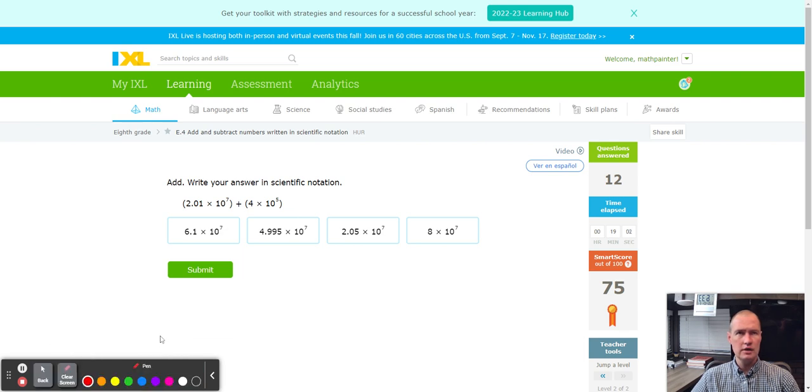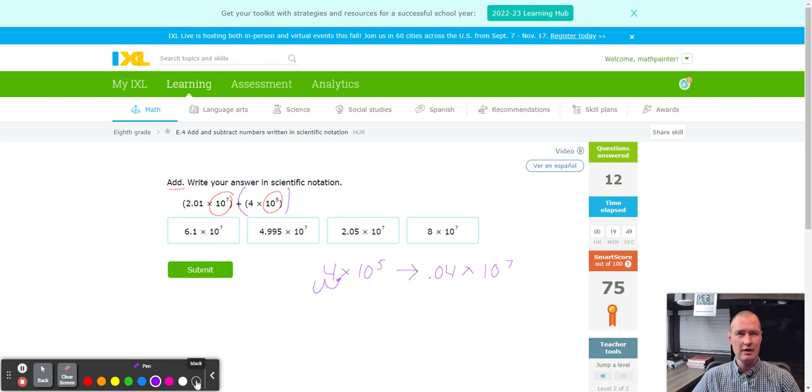All right. Next we have addition. 10 to the 7th and 10 to the 5th don't match. So let's go ahead and modify the one that doesn't match that's lower. I want 10 to the 5th to go up to 10 to the 7th. So this is the second part I'm working on, 4 times 10 to the 5th, and I'm going for 10 to the 7th. So I need the decimal place moved over twice to the left. The decimal is already on the right side. 1, 2. So I'm getting 0.04 times 10 to the 7th power.